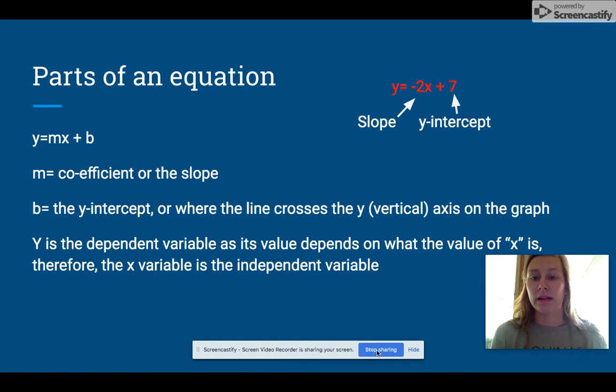So the y variable in this equation is the dependent variable, as its value depends on the value of x in the equation. Therefore, the x variable is the independent variable. At the top right in red is an example of this type of equation: y equals negative 2x plus 7. The negative 2x is the slope, or the constant rate of change, and the plus 7 is the y-intercept. On a graph, plus 7 is where the line crosses the y-axis, or the vertical axis.